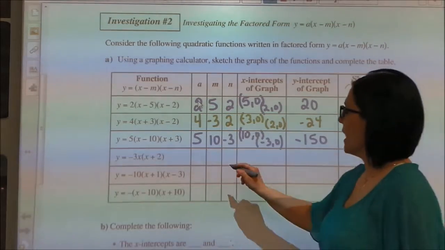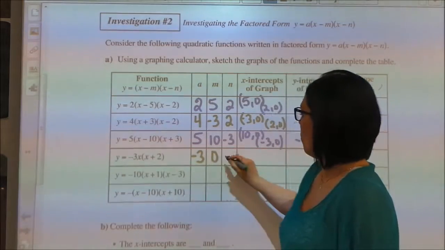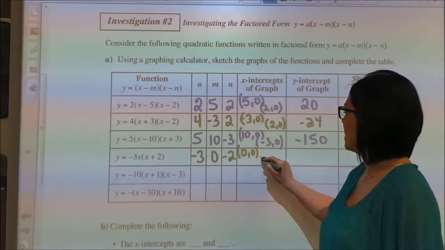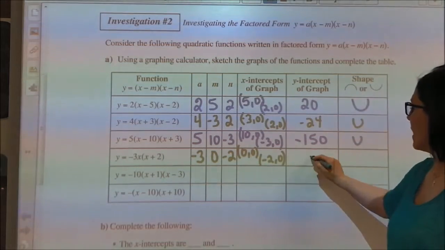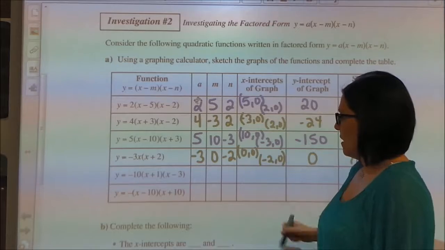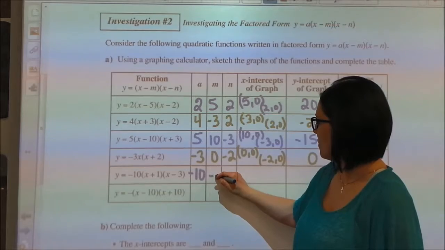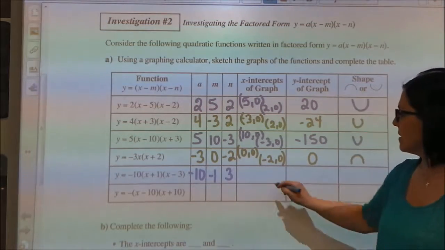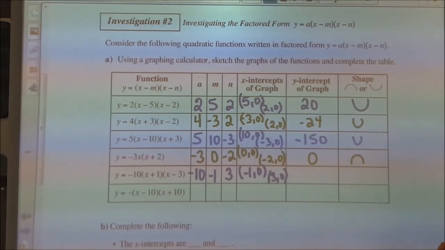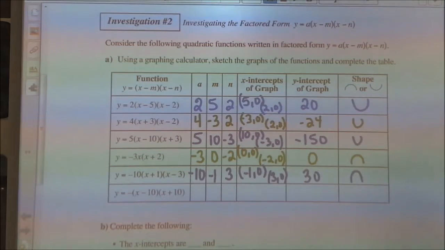For the next row, a is -3. M is 0 because it's just the x. N is -2. So my x-intercepts are 0 and 0, and negative 2 and 0. My y-intercept is 0, and this one opens down. Then we've got the fifth row where a is negative 10, m is negative 1, and n is 3. So I get negative 1 and 0 and 3 and 0 for x-intercepts. My y-intercept ends up being a positive 30. This one also opens upside down.